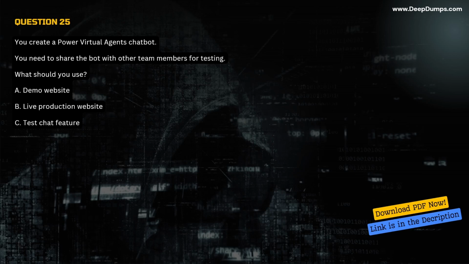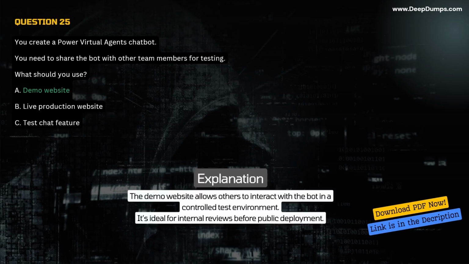What should you use? A. Demo website. B. Live production website. C. Test chat feature. Correct answer A. Demo website. Explanation. The demo website allows others to interact with the bot in a controlled test environment. It's ideal for internal reviews before public deployment.